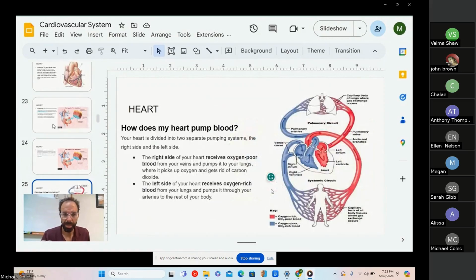All right, so you pump blood, so the right side of the heart receives the oxygen poor blood, which is in blue here. Then it's going to go to the lungs, pick up oxygen, get rid of carbon dioxide. Then it's going to go back into the heart chambers, and it's going to pump to the left side of the heart, full of the oxygen-rich hemoglobin carrying oxygen. And that's going to pump through the arteries to the rest of your body, and the cycle continues.